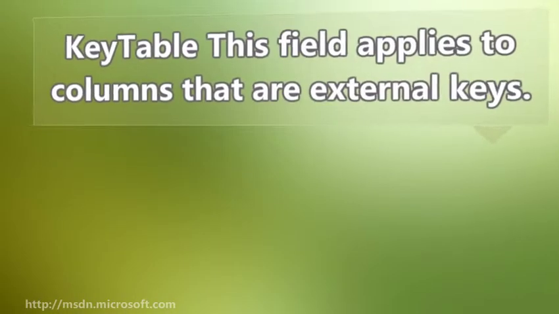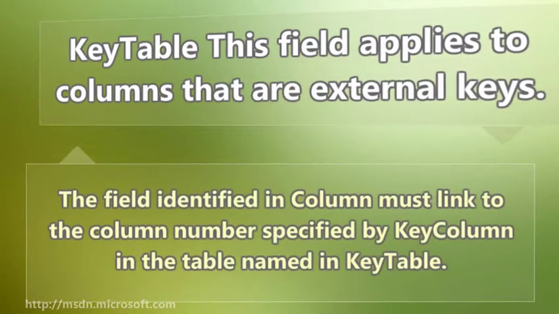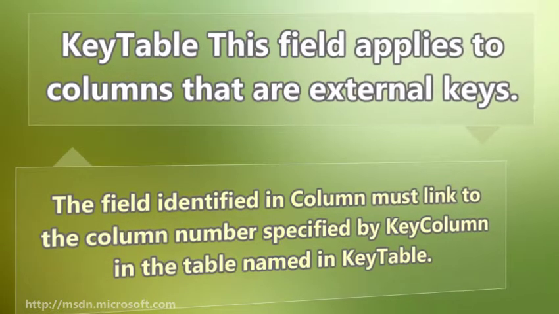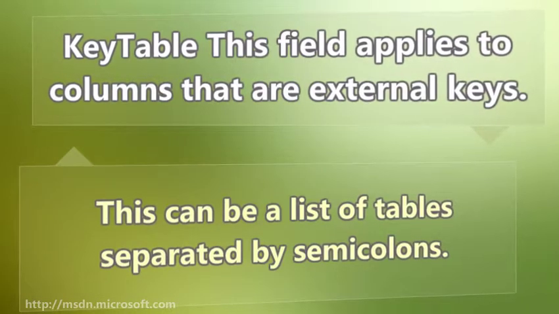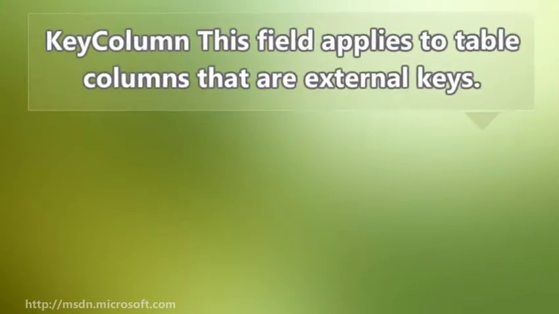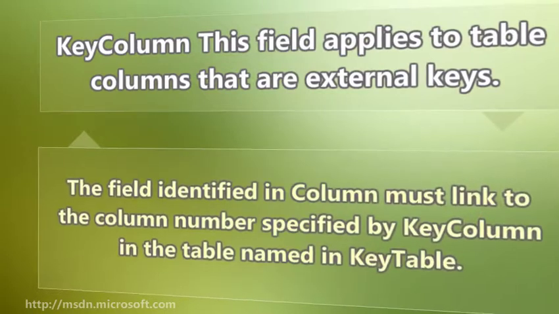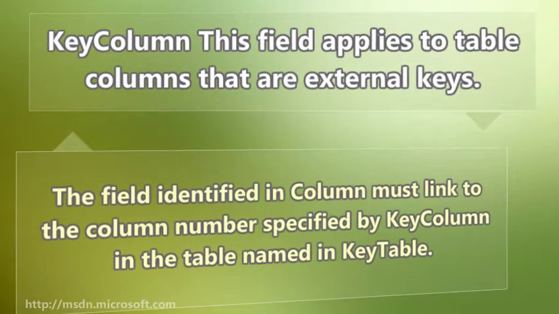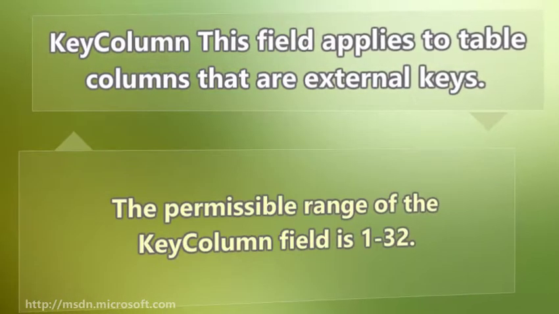KeyTable: this field applies to columns that are external keys. The field identified in Column must link to the column number specified by KeyColumn in that table named in KeyTable. This can be a list of tables separated by semicolons. KeyColumn: this field applies to table columns that are external keys. The field identified in Column must link to the column number specified by KeyColumn in that table named in KeyTable. The permissible range of the column field is 1 to 32.